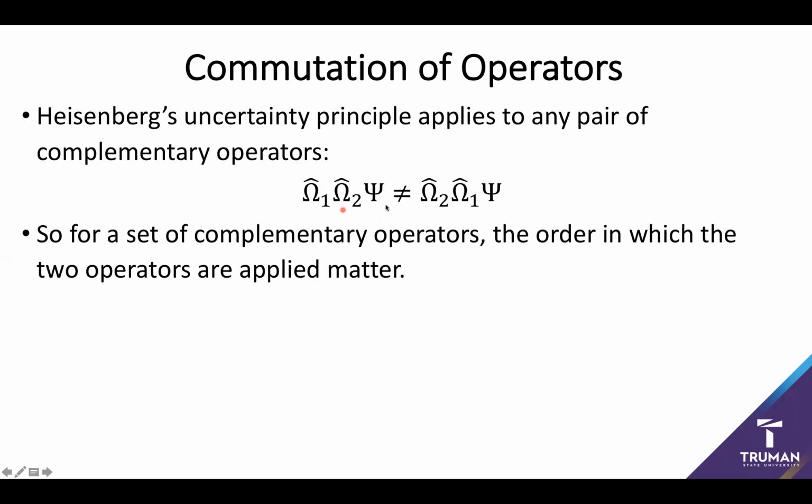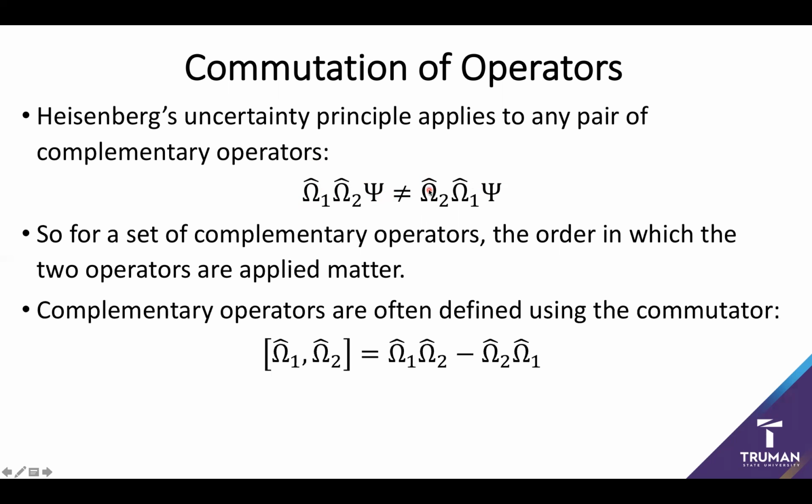However, it's a little bit awkward to try and define complementary operators in this way. So complementary operators are often defined using what's called the commutator. The commutator is kind of its own set of operators. We'll typically use the commutator, as shown here, as an operation on a wave function, where the commutator means that I'm going to apply operator 1, operator 2, followed by operator 1, minus operator 1, followed by operator 2.